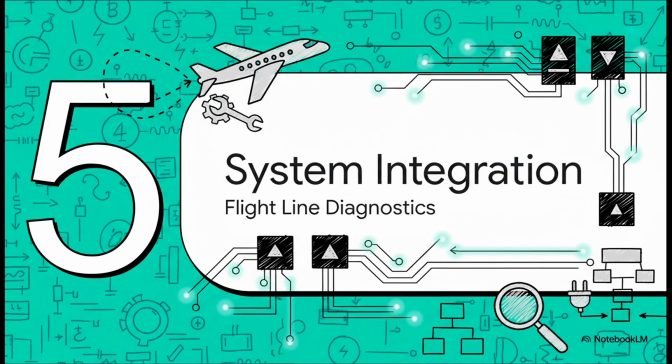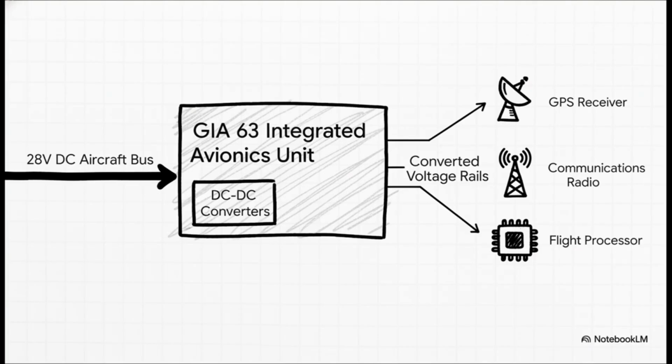So, the final objective here is to synthesize everything we've just covered. We need to turn all this theory into a coherent, practical diagnostic protocol that you can use for troubleshooting line replaceable units on an active flight line. Let's look at how DC technology integrates into real aircraft systems. Take a Garmin G1000 system. The GIA 63 integrated avionics unit is a critical node in that system.